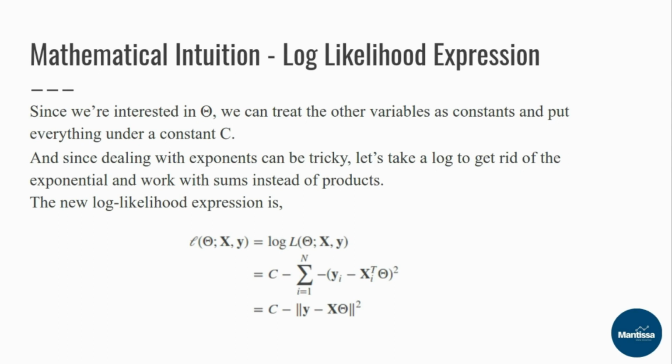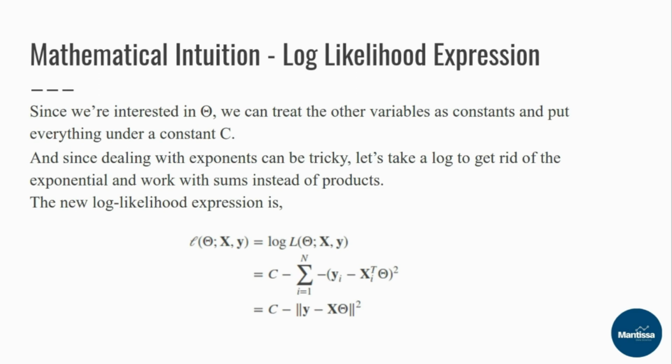The new log likelihood expression is L of theta given x comma y is equal to c minus norm of y minus x theta the whole square. And what do you mean by norm here? It's essentially the magnitude. All right? So now we have a very simplified representation to find the log likelihood expression.